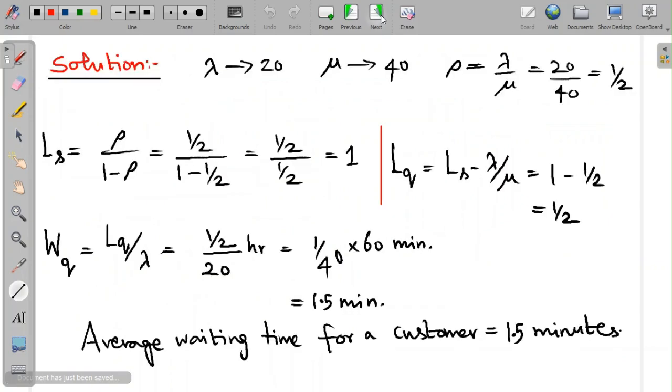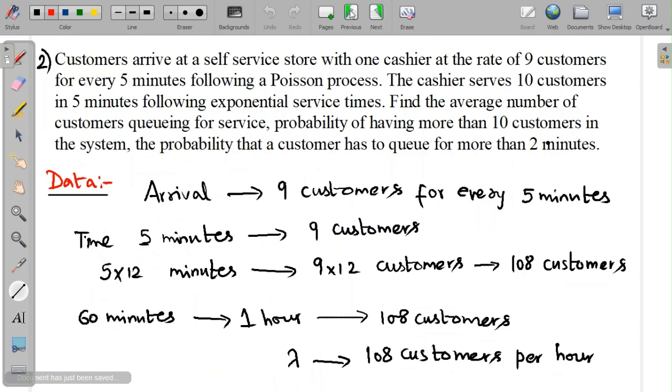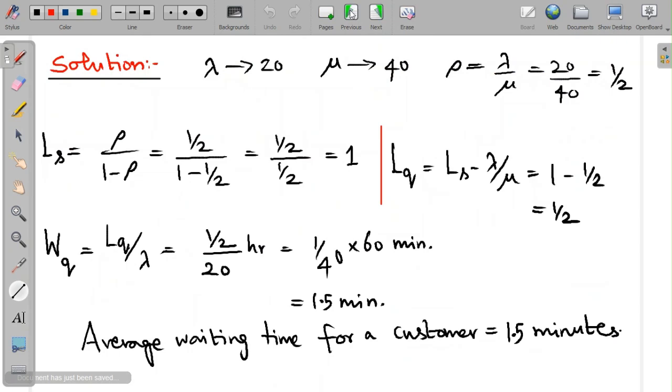So lambda is at 20, mu is at 40, which means the traffic intensity rho is the ratio of lambda to mu, which is 20 to 40, which is half. So Ls is rho divided by 1 minus rho, that's 1. LQ is Ls minus lambda by mu, that's half. WQ is LQ by lambda, which is half of 20, and the time unit is in terms of hours.